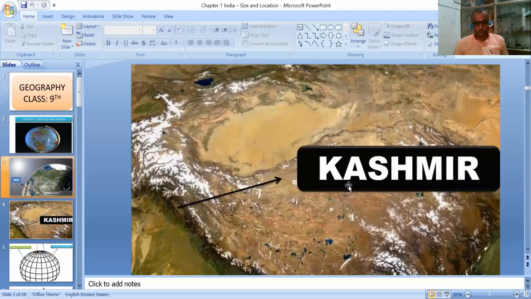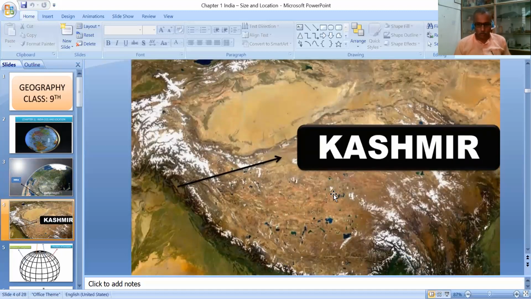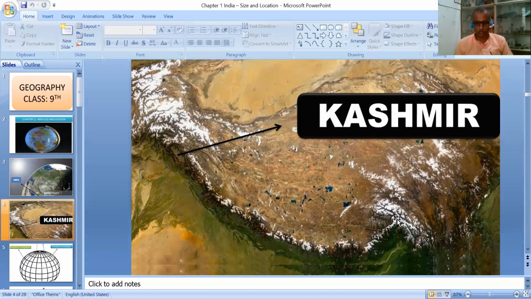Here, if you are looking closely, the position of Kashmir is visible. Ice-capped mountains, etc., we will note here. Fine.